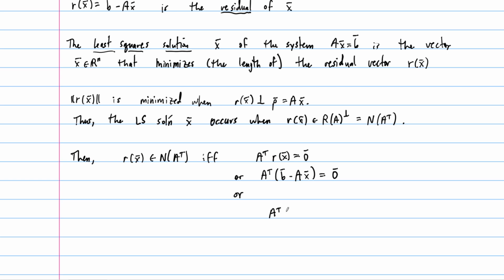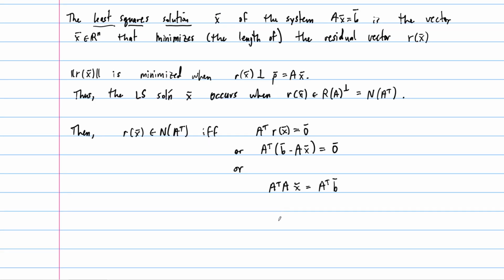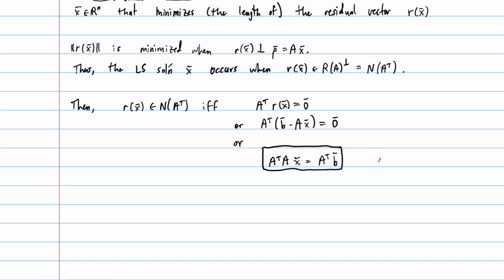So the equation is going to become A transpose times A times x equals A transpose times B. This right here is now the equation that we're going to solve to find our least squares solution x. This is called the normal equation, or the normal equations of our system. It's called normal equations, plural sometimes, because really this is a system of equations. But the normal equation for our system, Ax equals b.